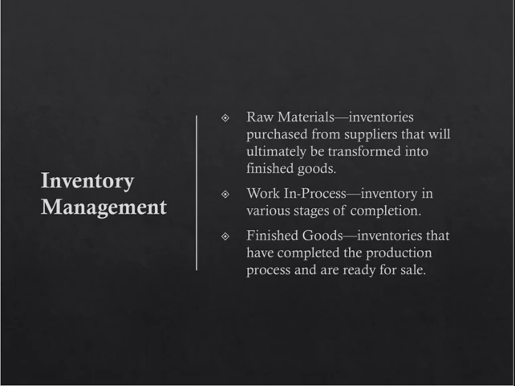For inventory management, once you move past AR, the next biggest item and maybe one of the most challenging for most businesses is inventory management. Inventory is comprised of three buckets. You've got raw materials, so that's inventory purchased from suppliers that are transformed into finished goods. You've got WIP, work in process, which is inventory in various stages of completion, but not ready for sale yet. And then you've got finished goods, which are inventories that have completed production and are ready for sale.